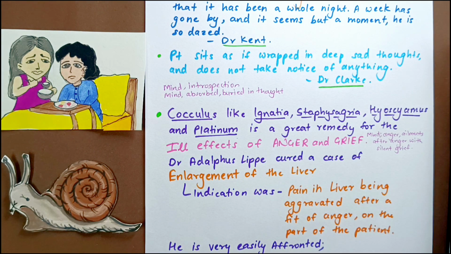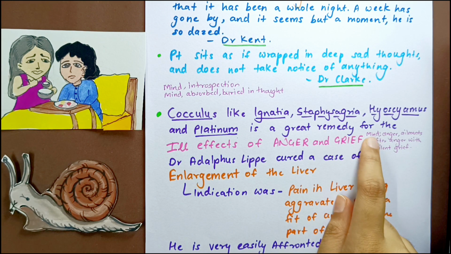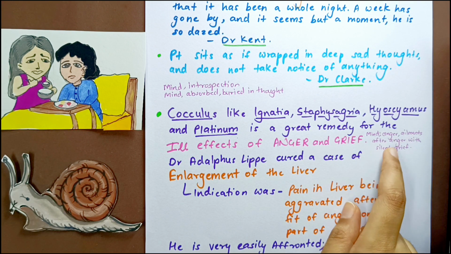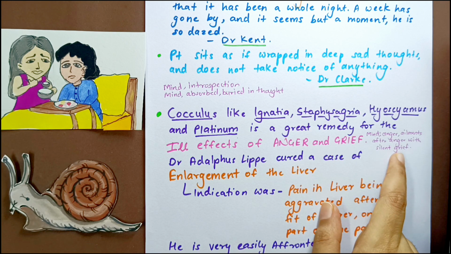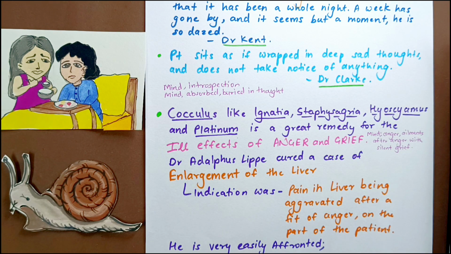Okay, and now Dr. N.M. Choudhuri tells us that Cocculus, like Ignatia, Staphysagria, Hyoscyamus, and Platinum, is a great remedy for ailments from or ill effects of anger and grief. You see, there is a rubric: mind, anger, ailments after anger with silent grief. So both are there, anger and silent grief.